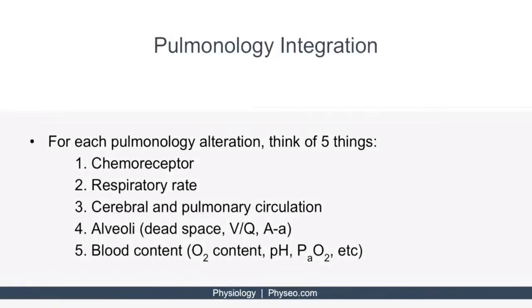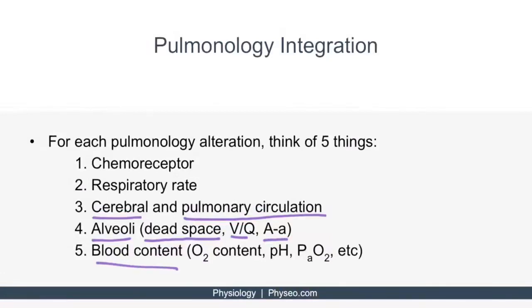Think of what happens to respiratory rate, and then think about cerebral and pulmonary circulation. Does anything change in that way? And then think of the alveoli. Some of the things that you want to think about with regards to the alveoli is dead space within the alveoli, think of VQ ratios, and think of the AA gradient.